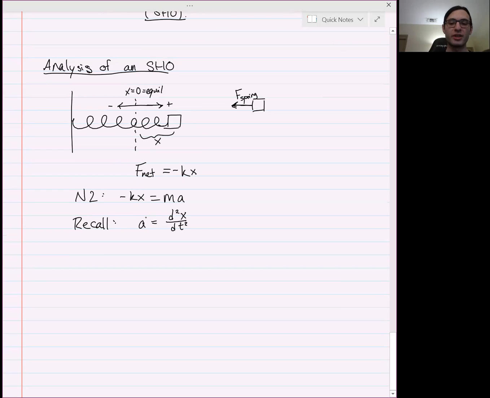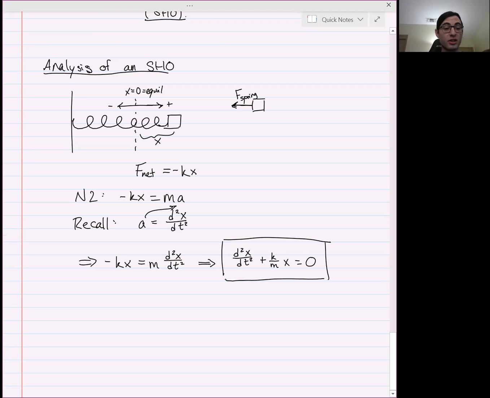So what we're left with after we substitute this back in is that we get negative kx. And by the way, all of these are functions of time now. X and a are both functions of time. This should be equal to m times d squared x dt squared. It's equal to m times the second derivative of position. And so we can rearrange this equation, do a little bit of algebra, and we end up with the equation d squared x dt squared plus k divided by m times x equals 0. And so this equation here looks like a scary equation. It's a differential equation. This is the equation of motion, or EOM.